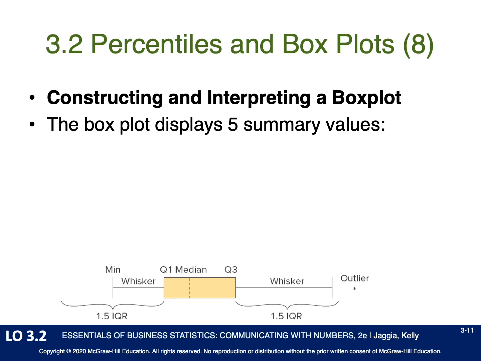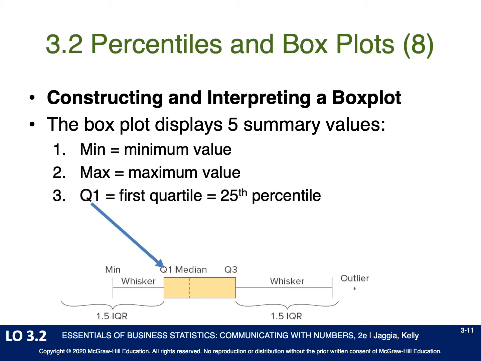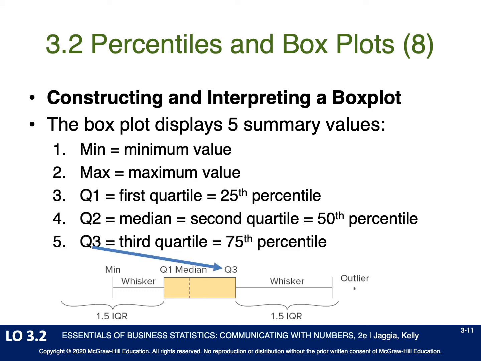So when we construct the box plot, we have the minimum marked. This is the smallest observation. We're going to have the maximum marked. That's the largest observation. We have the quartile 1, or the 25th percentile. We have the median, which is the quartile 2, or the 50th percentile. And then we have the quartile 3, or the 75th percentile marked.